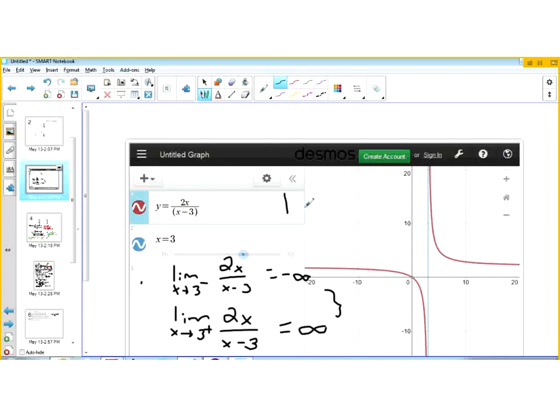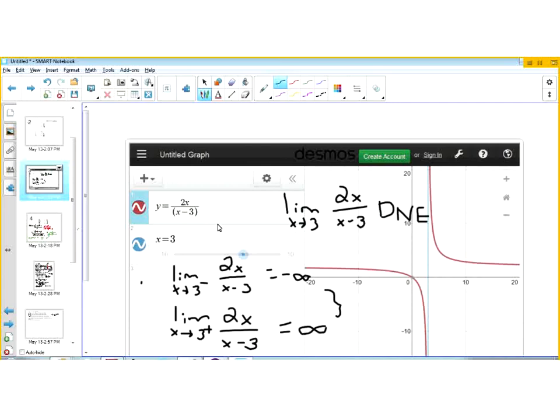So therefore, the takeaway is the limit as x approaches 3 of 2x over x minus 3 does not exist. But the left and right limits do exist. Okay. We can do another example.